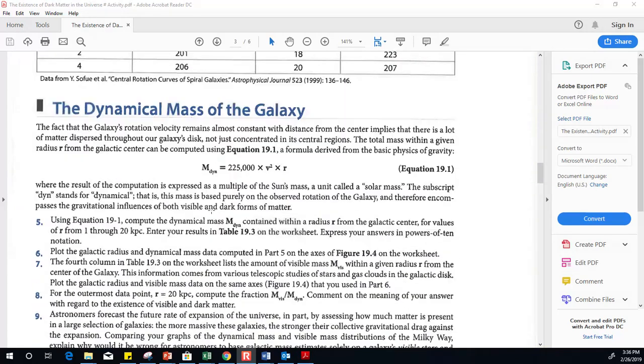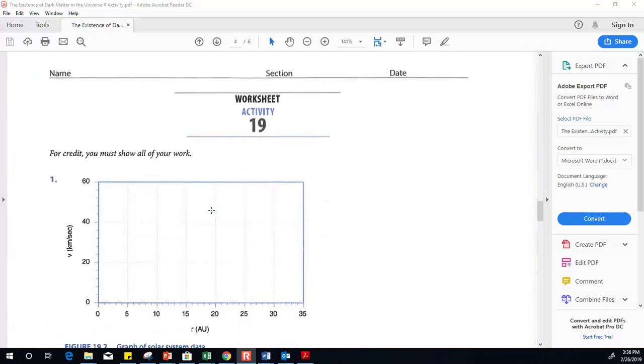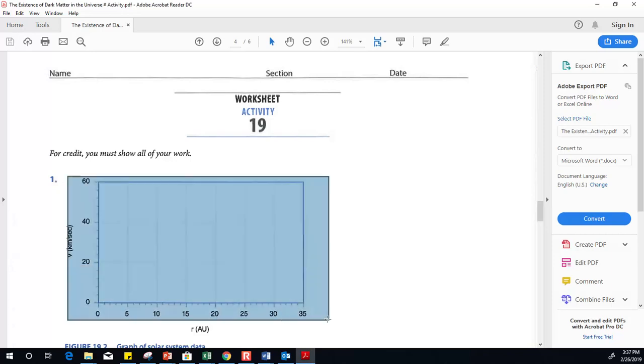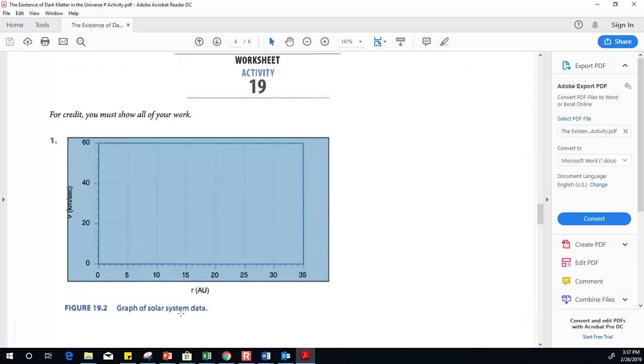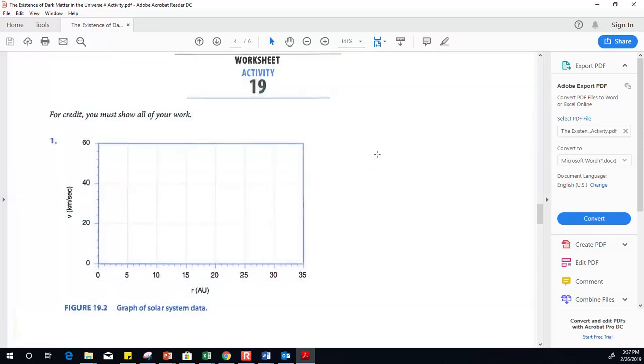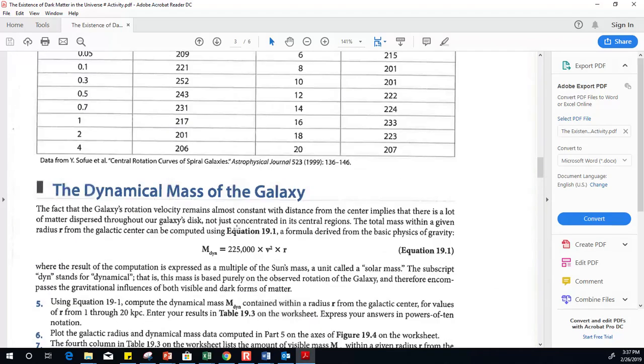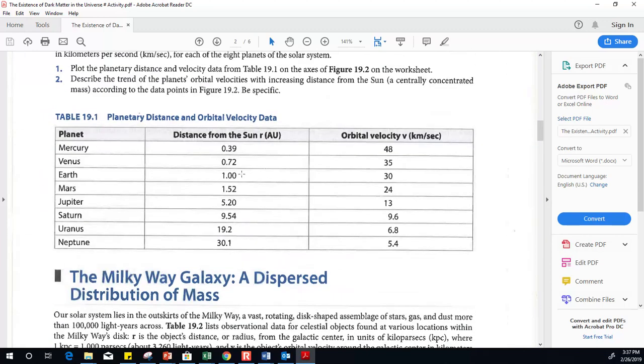The first question of this activity is about plotting a graph for the solar system. This is the distance in astronomical units, and this is the velocity of the planets with the distance. You have to plot this graph here, and the data for this graph is given right here. So you have to plot the distance with the orbital velocity. This one has to be on the y-axis and this has to be on the x-axis.